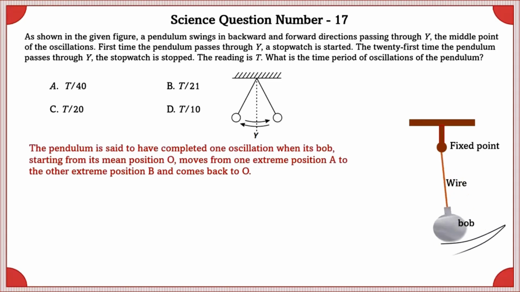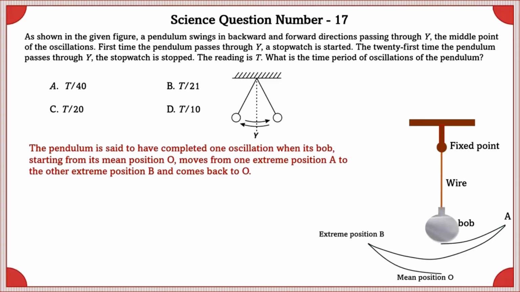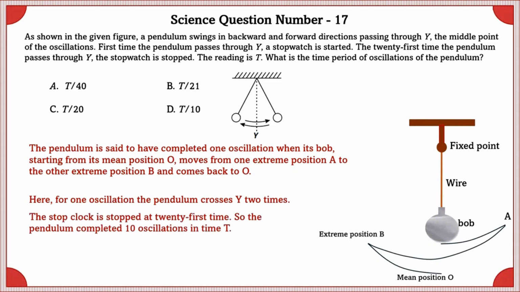The pendulum is said to have completed one oscillation when its bob starts from its mean position O and moves from one extreme position A to the other extreme position B and comes back to O. Here, for one oscillation, the pendulum crosses Y 2 times. The stop clock is stopped at 21st time. Pendulum completes 10 oscillations in time t. So for one oscillation, the time taken is t by 10 seconds.